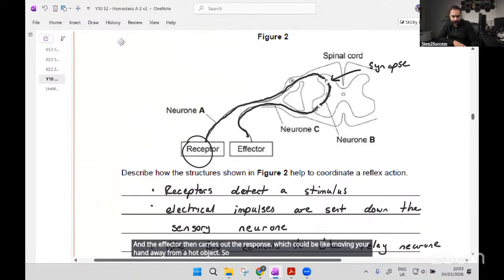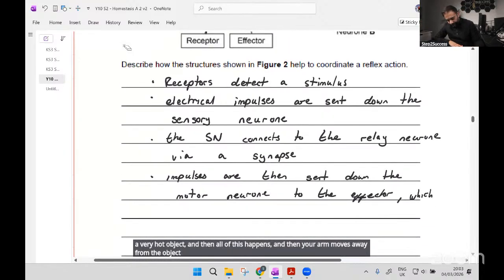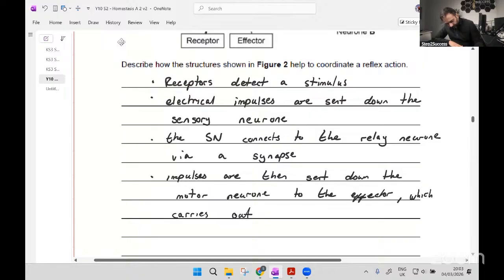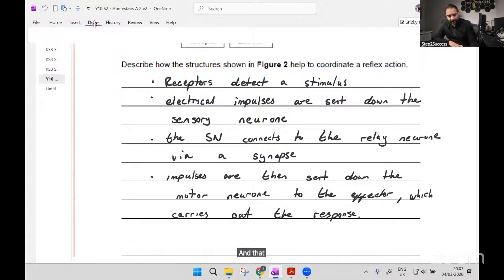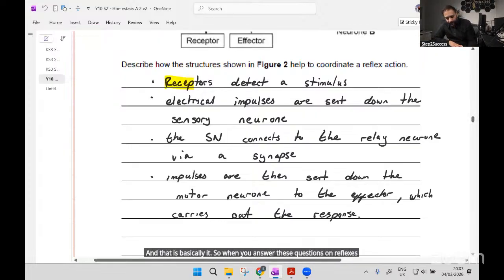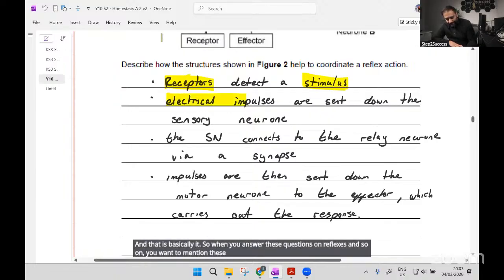So, for example, it could be where you detect a very hot object, and then all of this happens, and then your arm moves away from the object really quickly. And that is basically it. So when you answer these questions on reflexes and so on, you want to mention these words that are highlighted.